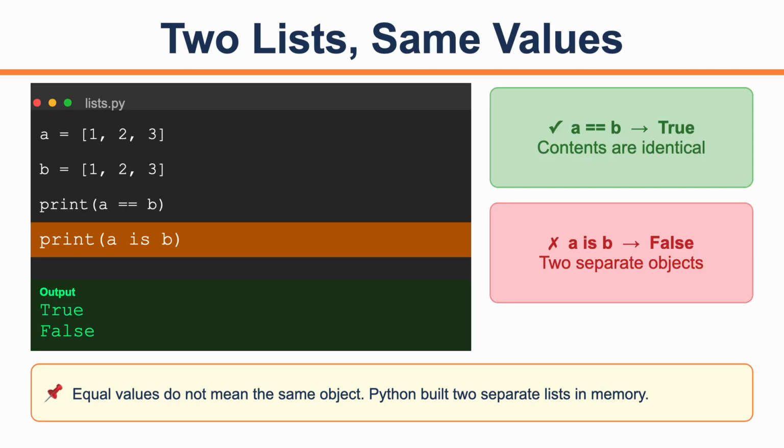We create two separate lists, each containing the numbers 1, 2, and 3. The values are identical. Double equals returns true because the contents match, but is returns false because Python created two separate list objects. They live at different memory addresses.